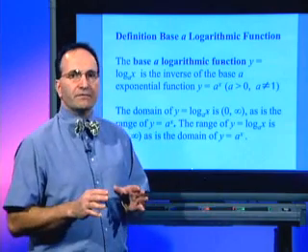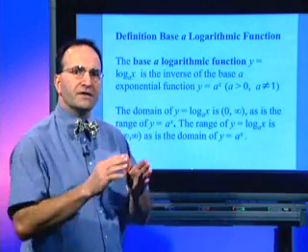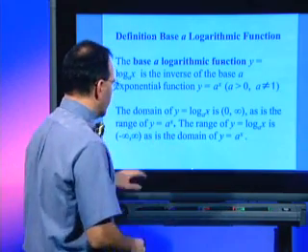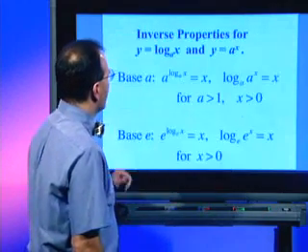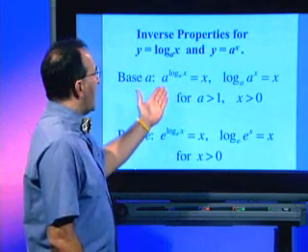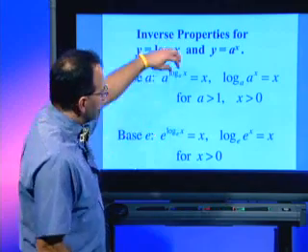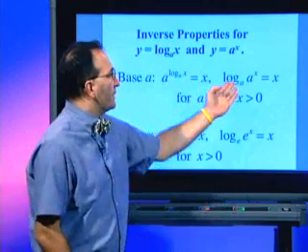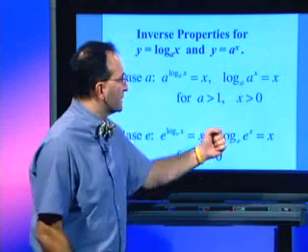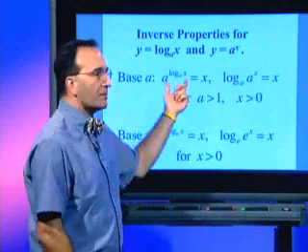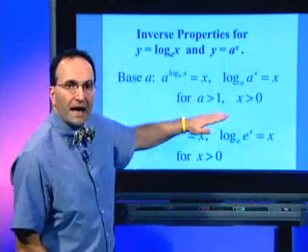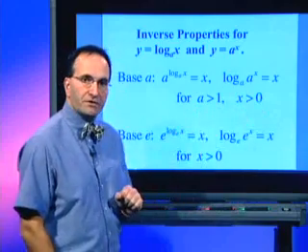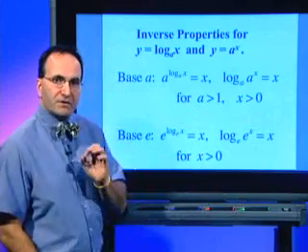Now, since composition of inverse functions in either order leads to the identity function, we have the following inverse properties for those functions. Starting with base a, we have a raised to the log base a of x. So a raised to that exponent will give us back x, which is the identity function. And similarly, if we have log base a of a raised to the x, that's going to give us back x, because again, we're just composing a function with its inverse. This is true for a being greater than 0 and not equal to 1, and x being greater than 0. Well, what about for a specific base, the base e?